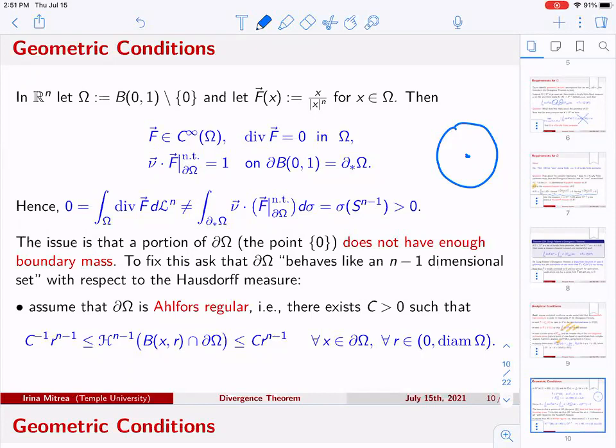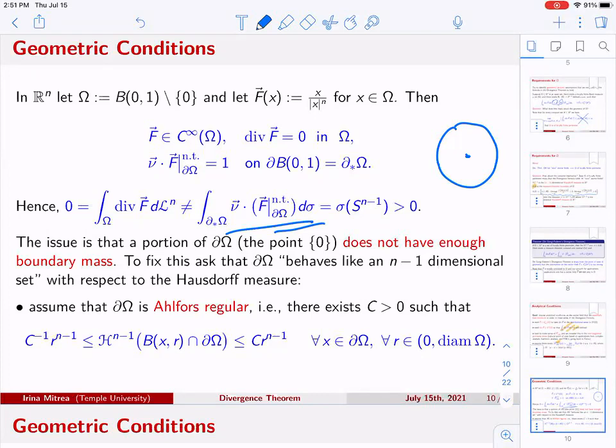So here nu dot F, because we get X dotted with itself and we're on the boundary of the unit ball, is simply equal to 1. But the integral of the divergence is going to be 0, while the integral on the right-hand side is going to be a strictly positive number. So one of the geometric assumptions that we're going to impose is to eliminate pathological cases like this, where the point 0 does not have enough boundary mass.